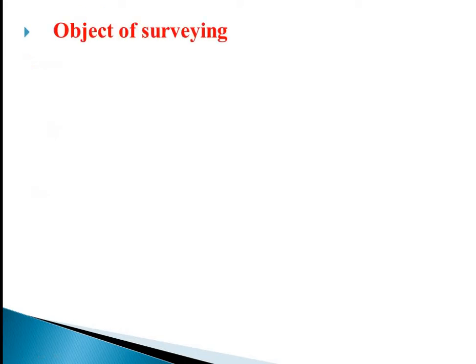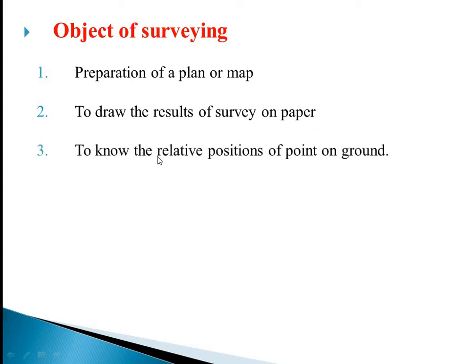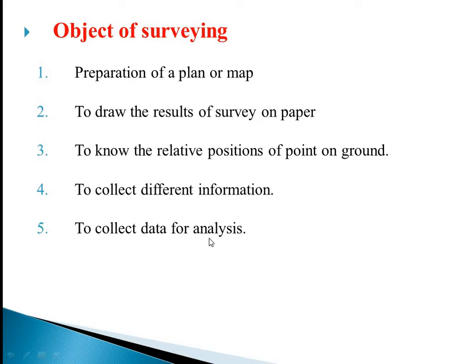Then object of surveying. First one is the preparation of a plan or map. Then to draw the results of survey on paper. To know the relative positions of points on ground. Then to collect different information. And then last to collect data for analysis.